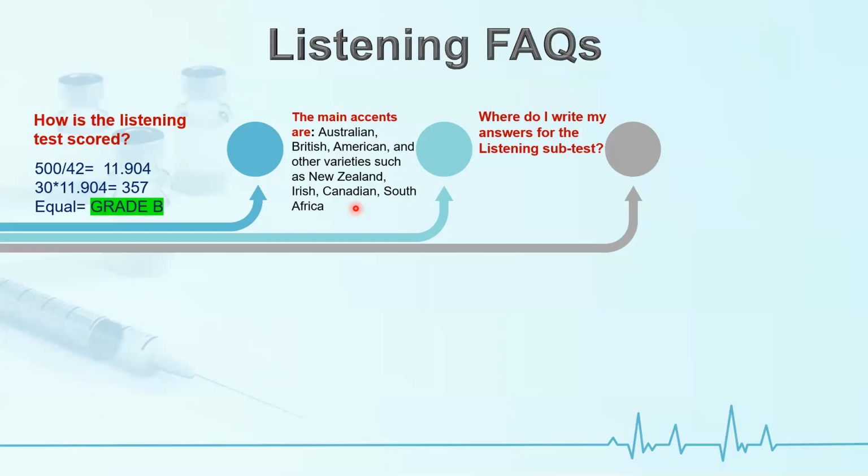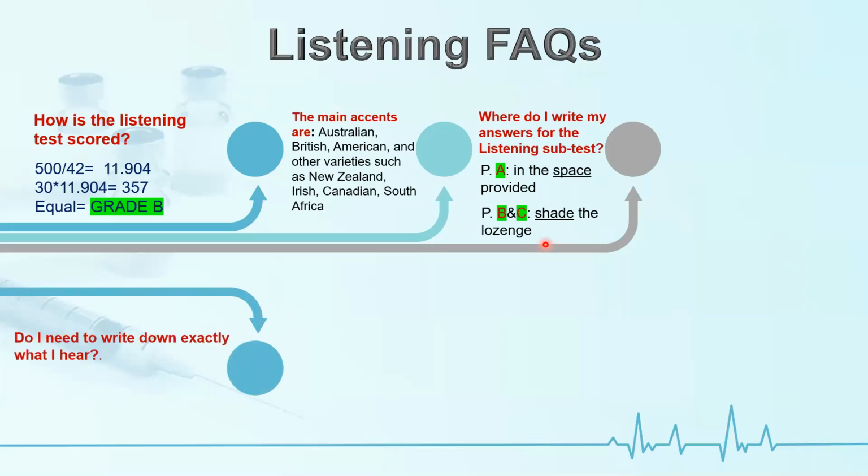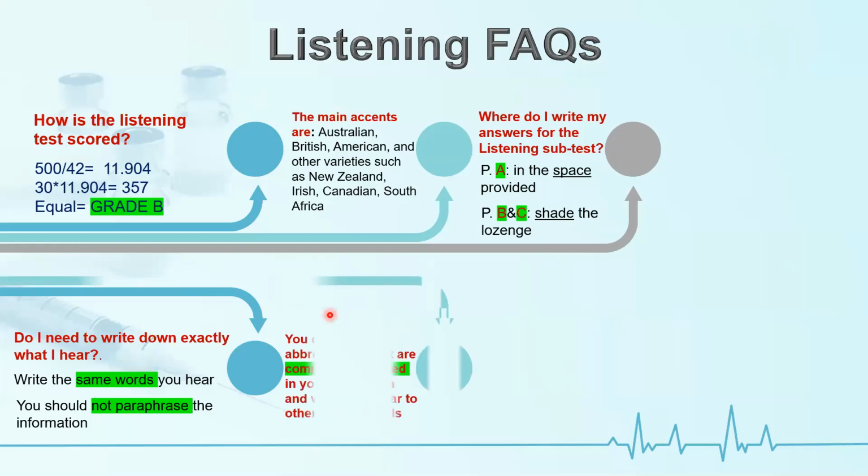Where do I write my answers for the listening subtests? For part A, in the space provided, while for part B and C, shade the lozenge or shade the circle beside the correct answer. Do I need to write down exactly what I hear? Actually, you have to write the same words you hear. You should not paraphrase the information because this might affect the meaning of the correct answer. So that's why you have to write down the same words in the listening subtest.